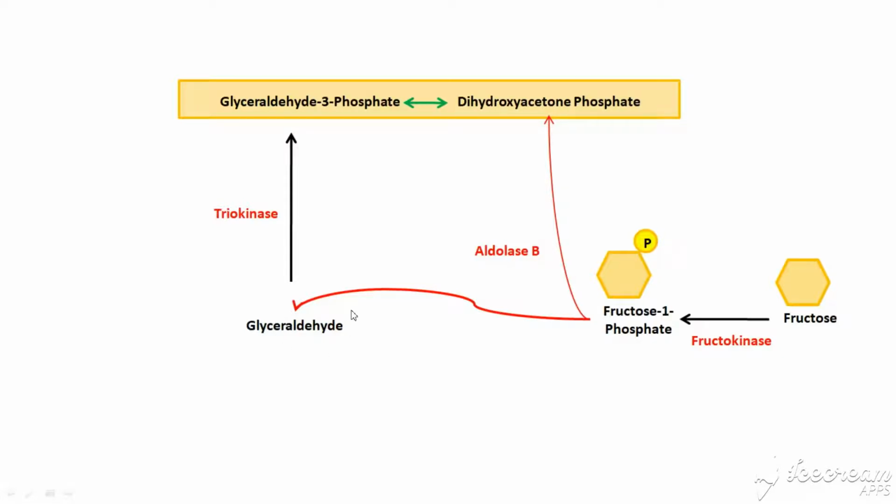The last and final step is going to be the conversion of glyceraldehyde into glyceraldehyde 3-phosphate, and this is going to be catalyzed by the enzyme triokinase. It's just going to add a phosphate onto the 3rd carbon of glyceraldehyde. And once fructose reaches this stage, it's going to enter the glycolysis pathway.